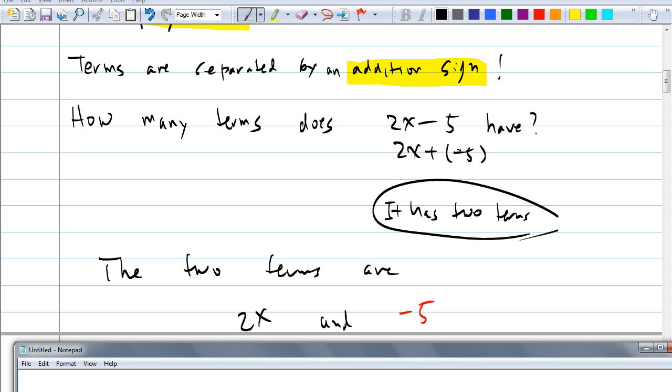Somebody had a question? Yes, sir. Yeah, so something like this, they could ask you, what are the terms, right? Then you have to tell me correctly, the terms are 2x and negative 5. If you said 2x and 5, it'd be wrong. Okay. Any other question? Are we good? All right, let's move on then.